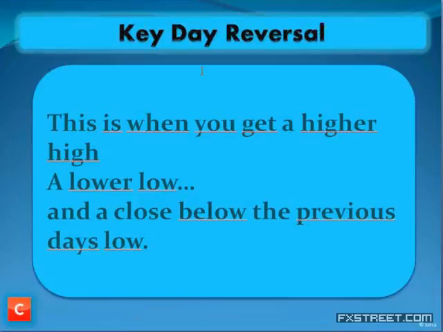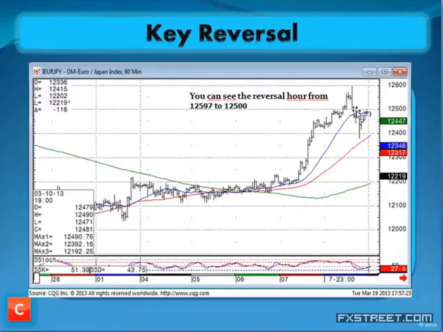Now, I've shown you the key day reversal patterns, which are a bit difficult, I suppose, but these are where you get a higher high, a lower low, and a close below the previous day's low. I've got one here, but I've got it on an hourly chart because it looked better. Can you see that? These can be anywhere. These can be on a 60-minute, 240-minute, daily, weekly, whatever. But you see there where that high was higher, the low was lower, and the close was below the previous day's low. Can you understand that?